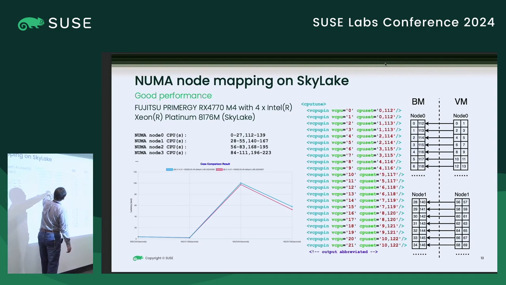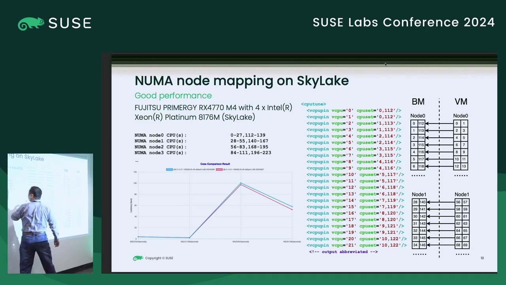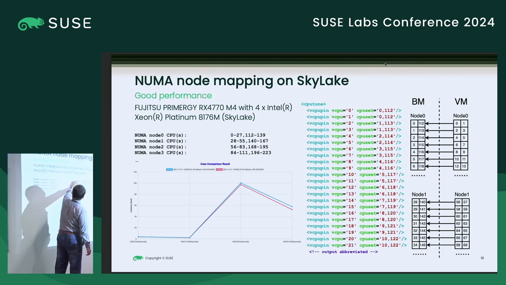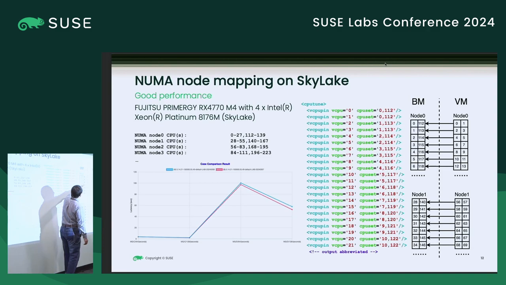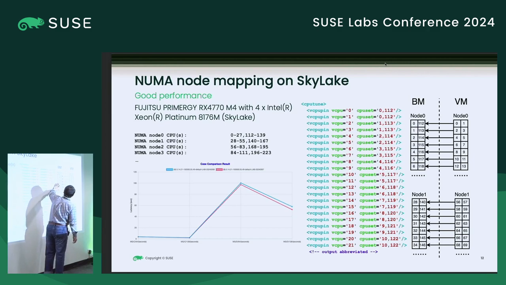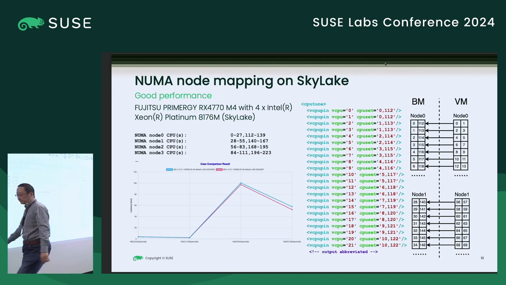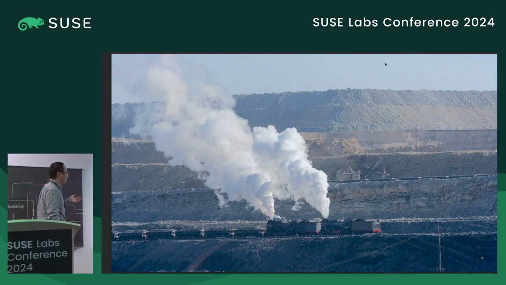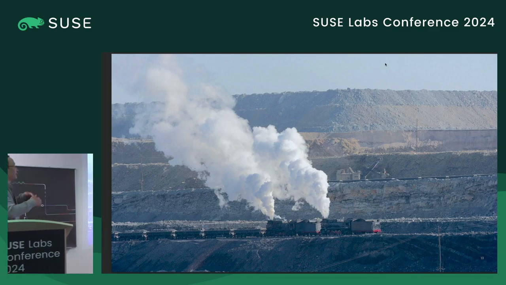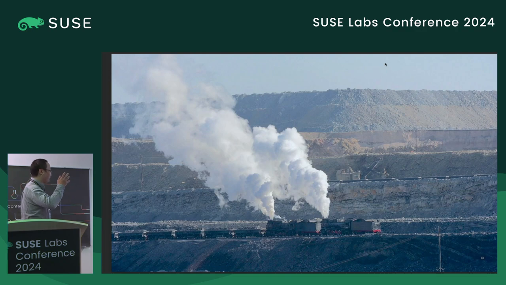We can take a look at one thing. On the Skylake system, the CPUs are continuously in order. The pCPUs are from 0 to 27, so we can organize them in order from 0. On bare metal we also organize the pCPUs in order. This works as expected, like a locomotive, where they run in the same step, and under high workload provide very high performance.